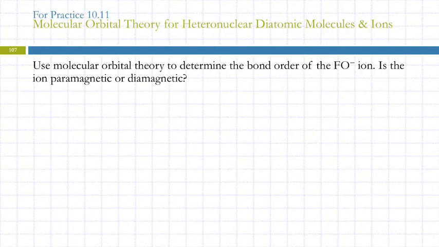Okay, use molecular orbital theory to determine the bond order of the FO- ion. Is the ion paramagnetic or diamagnetic? So let's see if I can do this better this time.